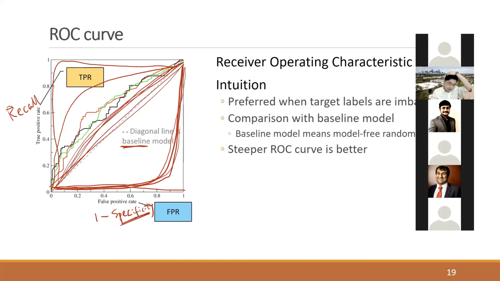Specificity is the true negative rate. So 1 minus true negative rate is false positive rate. But it's easier to remember by focusing on the P, but both of them are rates. The y-axis is describing the true positive rate. The x-axis is describing the false positive rate. So this way it's easier to remember.